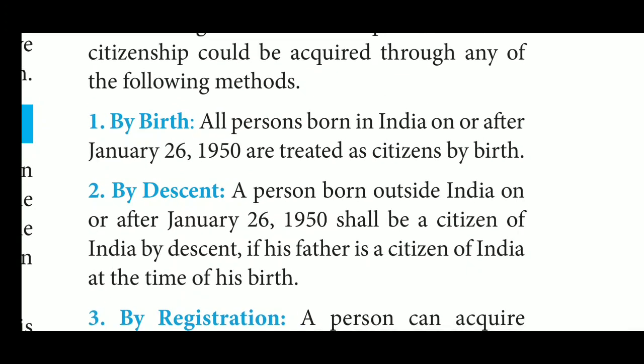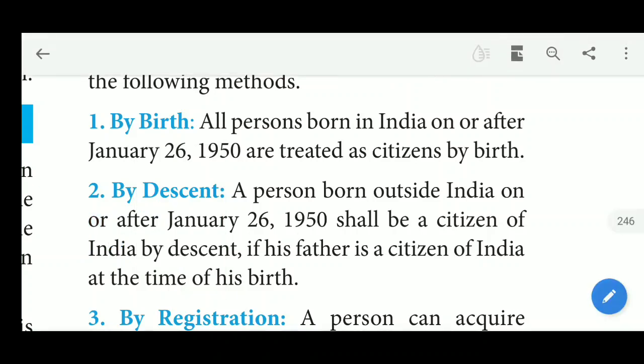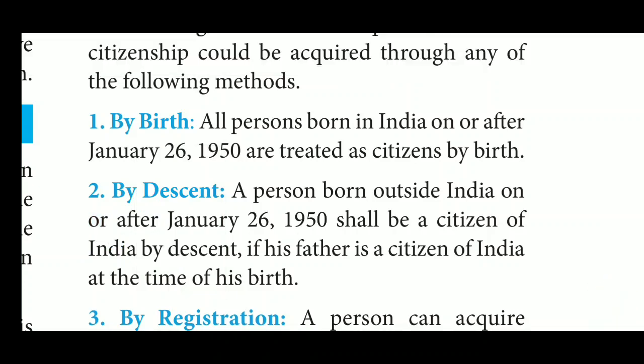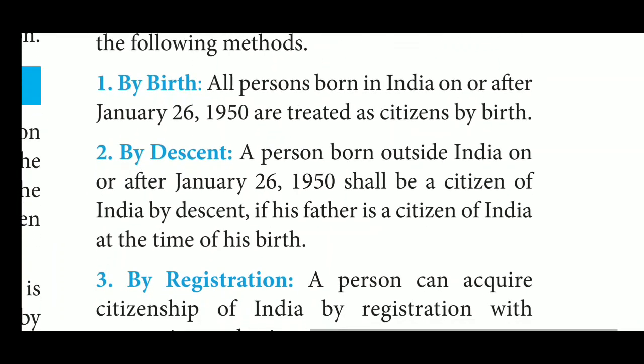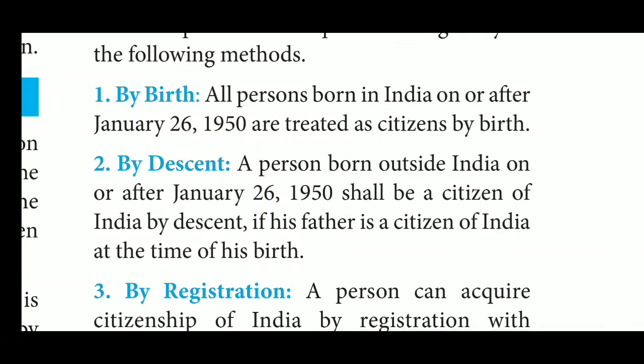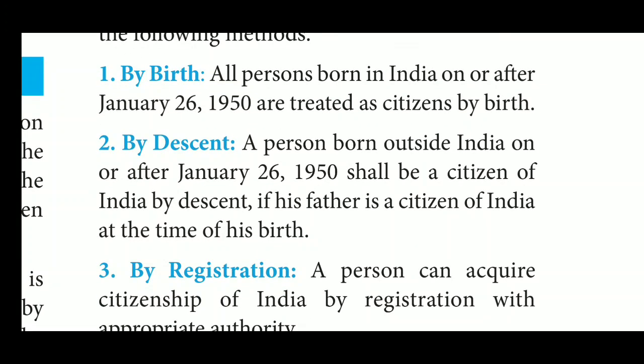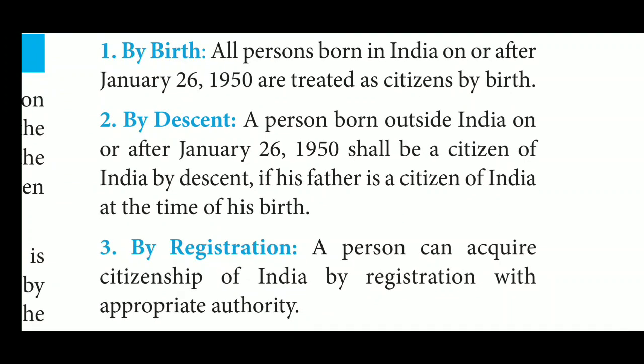Second, a person born in India on or after 1st July 1987 but before 3rd December 2004 is considered a citizen of India by birth if either of his parents is a citizen of India at the time of his birth. Third one, a person born in India on or after 3rd December 2004 is considered a citizen of India by birth if both the parents are citizens of India, or one of the parents is a citizen of India and the other is not an illegal migrant at the time of his birth.